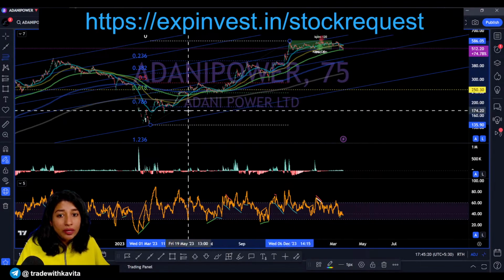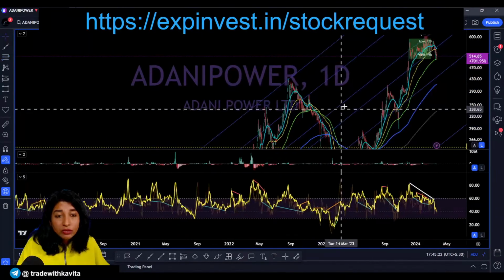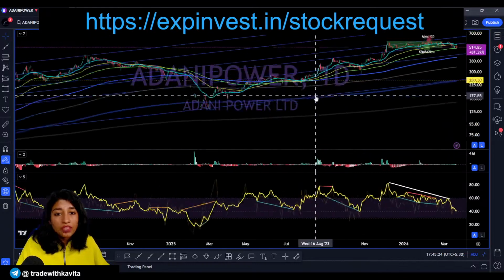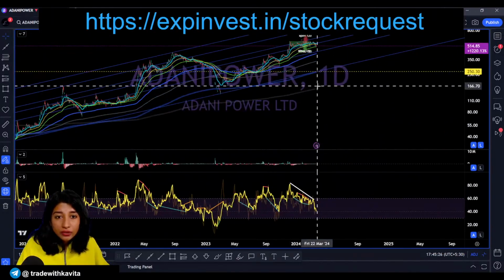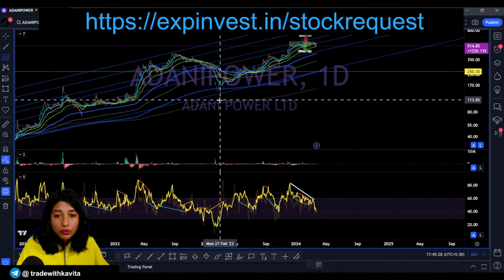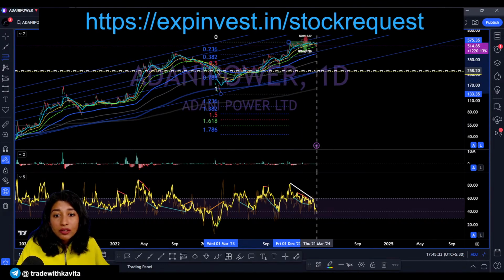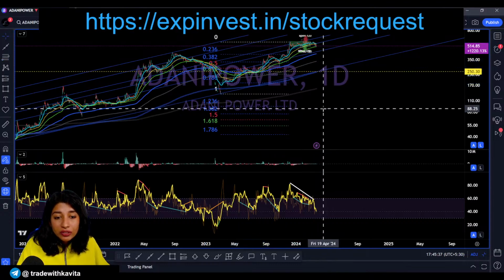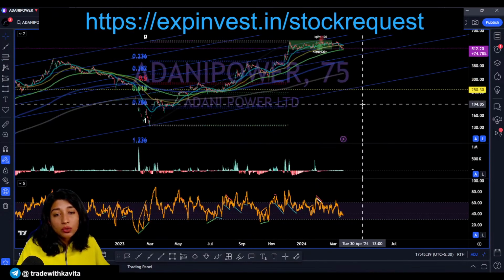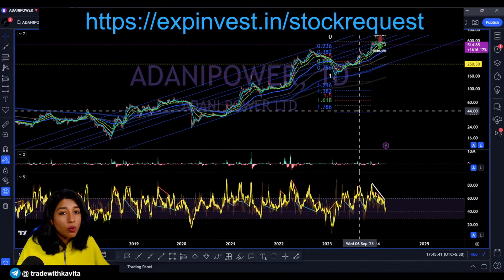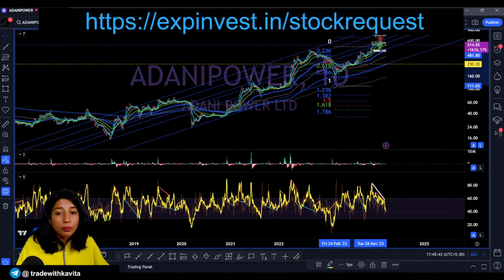And usually Adani Power, by the way, has a tendency to take much deeper corrections, maybe 61.8 or 78% corrections. That kind of correction would mean that the price can find itself testing the 200 EMA of the weekly time frame, down to 260 levels. So I don't think Adani Power is a good candidate to either hold for the short term or the long term. My recommendation to you would be to stay away from the stock.